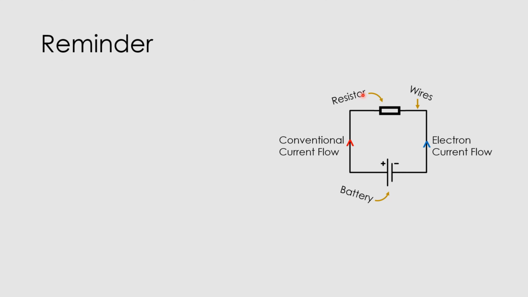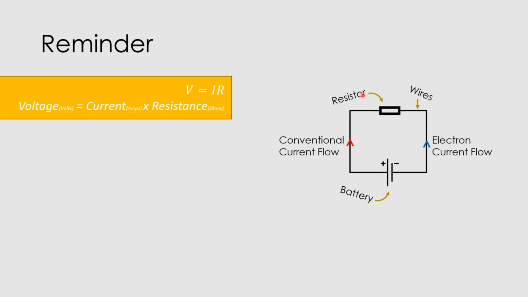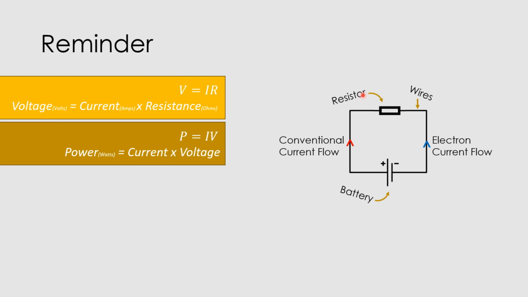So we're going to be doing some basic calculations on circuits like this, and you're going to need some formulas for those. Just a reminder, we've got Ohm's law, V equals IR, voltage is current times resistance. We've got P equals IV, which is power in watts, is current times voltage. We have energy is equal to power times time. Energy is measured in joules, power in watts, and time in seconds.